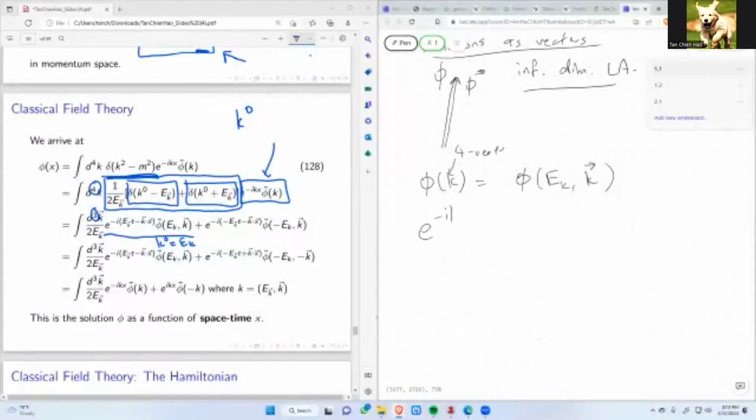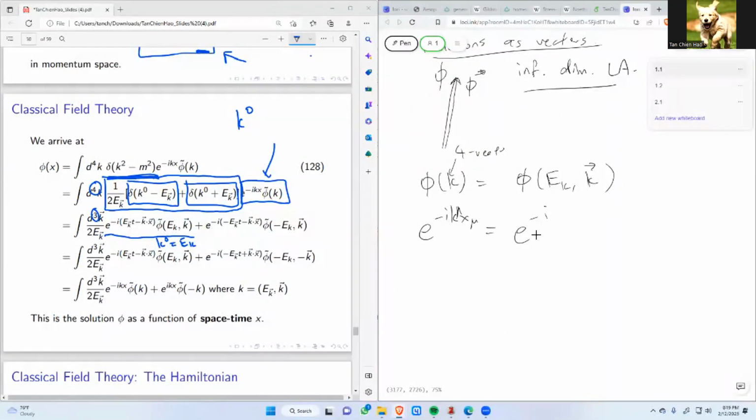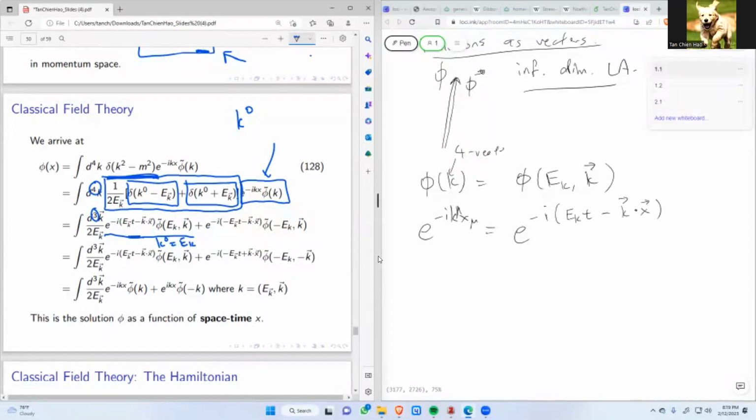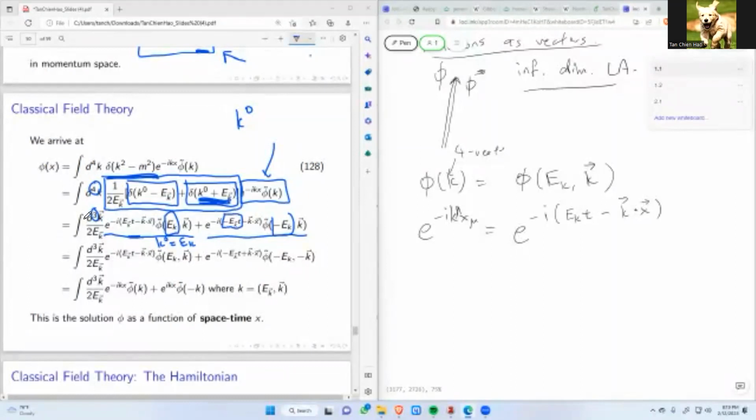And then now e to the minus ikx. Remember that this was a contraction over 4, so it becomes e to the minus i, bracket, e_k t minus k vector dot x vector. All right, and that's what we see over here. Likewise for the other term, just that instead of having e_k, I have minus e_k, because that's what makes this term inside the Dirac delta zero. Okay, following so far? If there's any question, you can just feel free to interject.